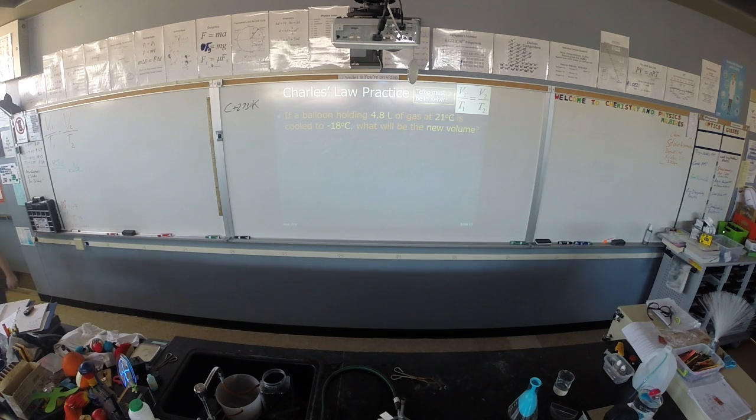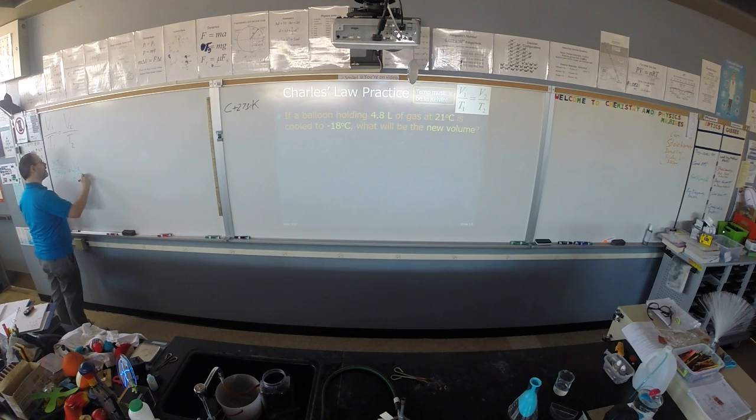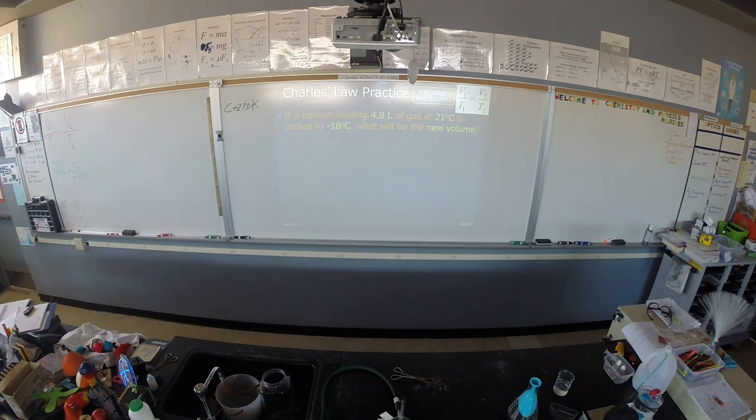What temperature did you use for T1? 294. 294 Kelvin. And what temperature did you use for T2? 255. Now, what would have happened if you didn't convert this to Kelvin? You messed up like me. Yes, you would have had a negative volume. You can't have a negative volume. So you got to use Kelvin. I made that negative for a very important reason.